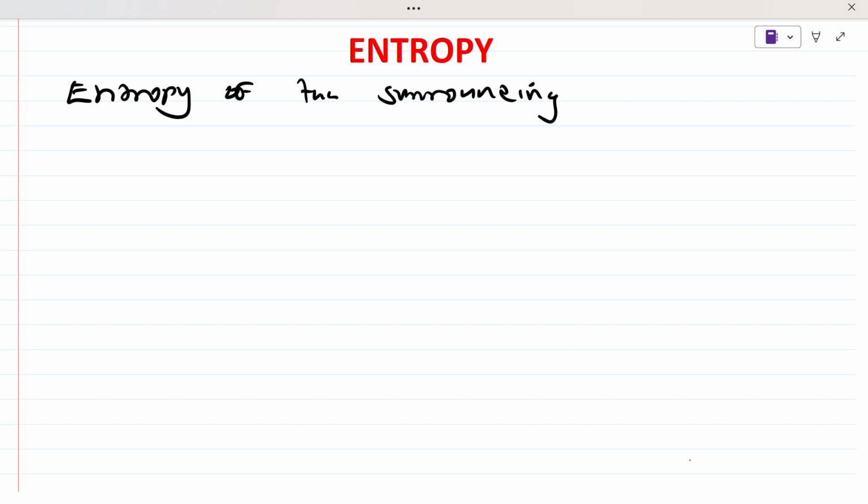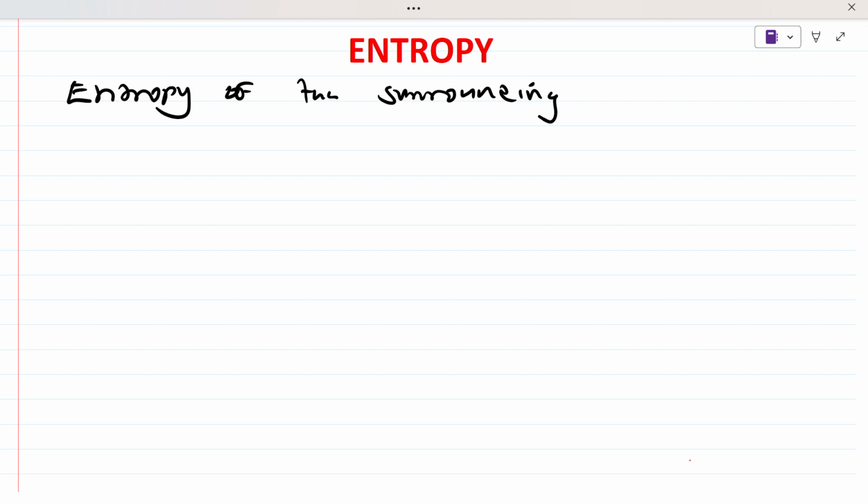Still under entropy. We are going to discuss entropy of the surrounding. And as I said earlier, in any chemical reaction, a reaction can either be exothermic or endothermic. And the effect of heat loss or heat gain is always experienced by the surrounding itself.